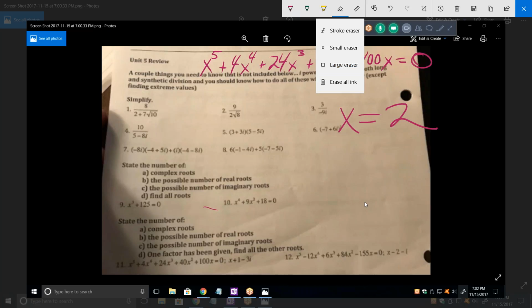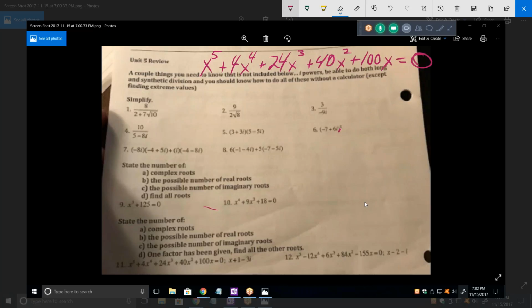So they're telling us that one of the factors is x plus 1 minus 3i. Which means that if x plus 1 minus 3i, that tells us actually 2 factors, right? 2 roots, yeah. What's the other one? x minus 1 minus 3i? I think it's this. Oh, right, you don't change, yeah.